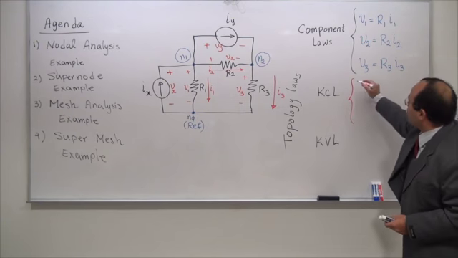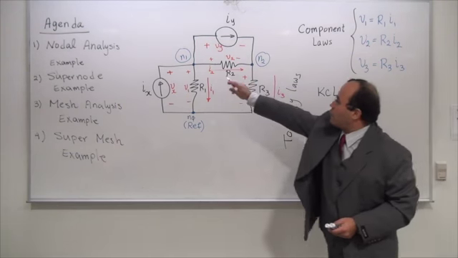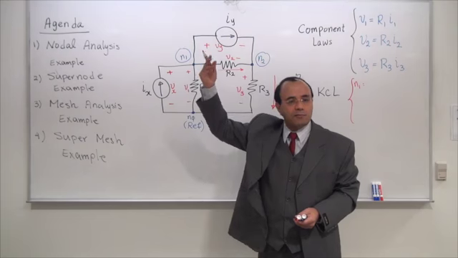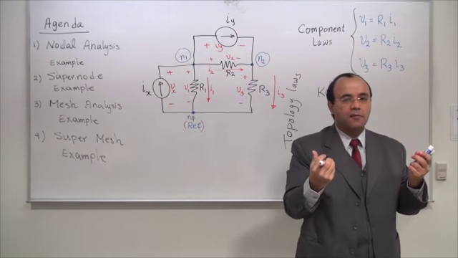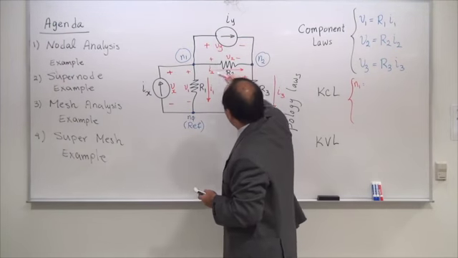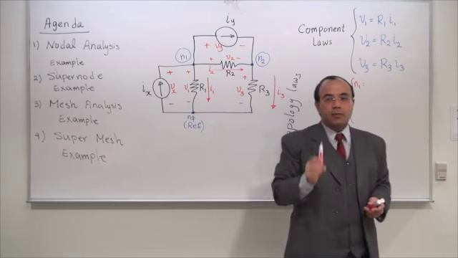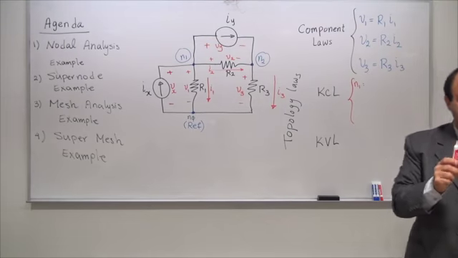You have 2 nodes. For node 1, how many components do you have? Everything should come to your eyes in a flash of light. You have 1, 2, 3, 4 components attached to node 1. You need to see 4 terms.